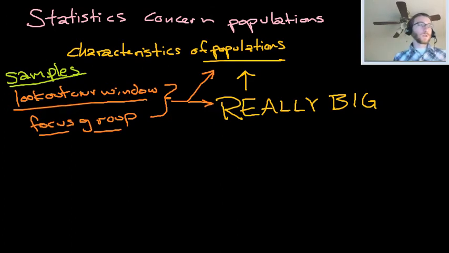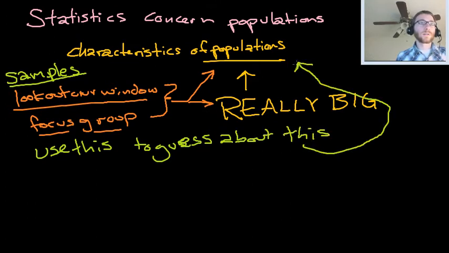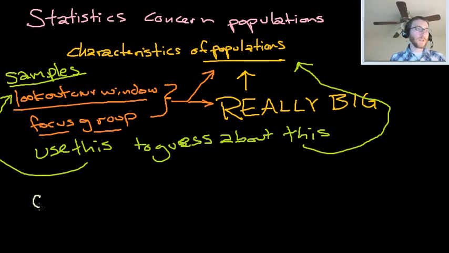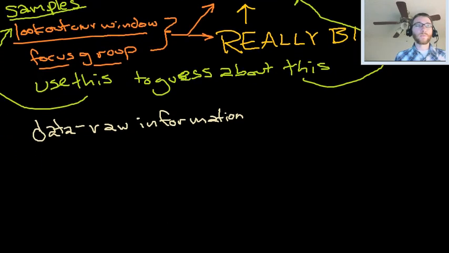Okay, so what we're going to do is take this and use it to make guesses about populations. That's where we're going to get to, right? But we're not there yet. Where we're going to start is with data. Data is raw information, right? It's information without any meaning yet. It's just collected stuff. And just in selecting what we collect as data, we're applying some meaning to it, right? We're not just taking any random thing.